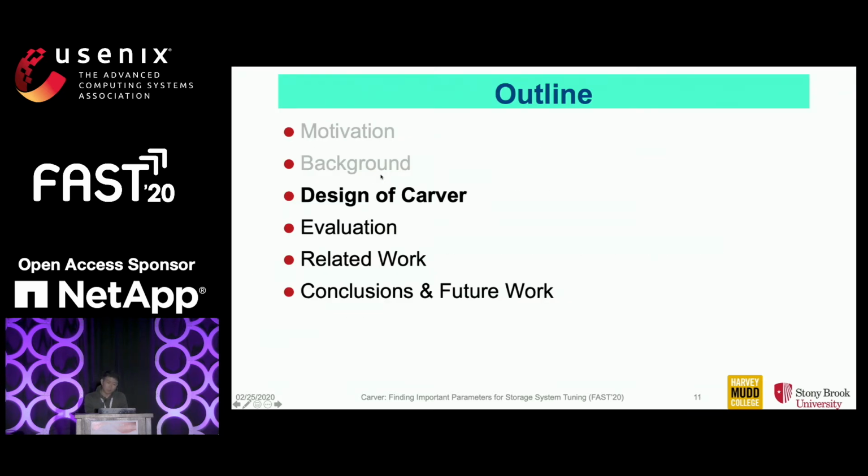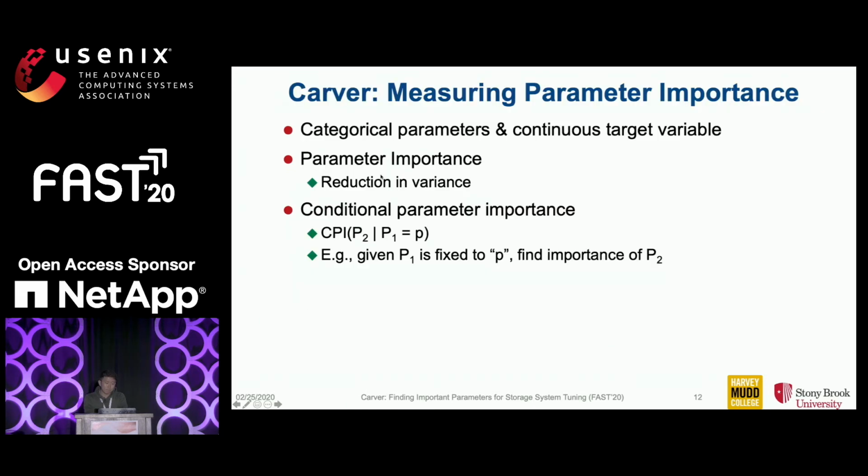Next, I will talk about the design details of Carver. For the purpose of parameter selection, we first need a suitable measurement for storage parameter importance. Many storage parameters are categorical, while the target variable, which in our case is the system throughput or I/O latency, is often continuous. We therefore decided to use the reduction in variance to measure parameter importance. Similar metrics have been applied in some regression trees.